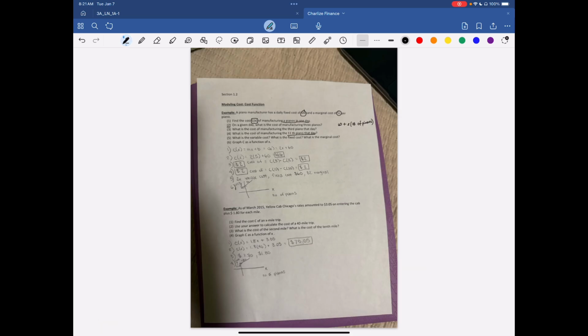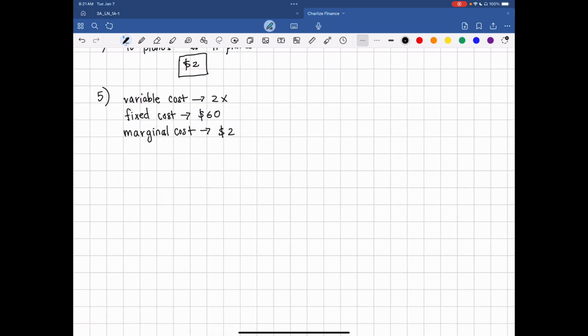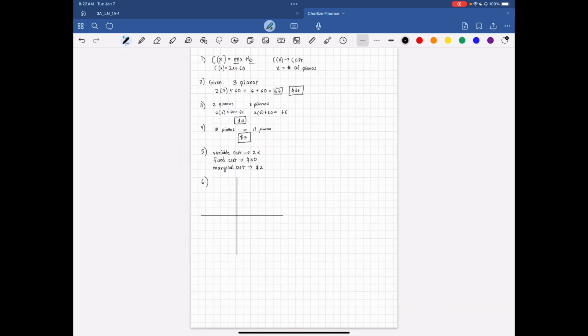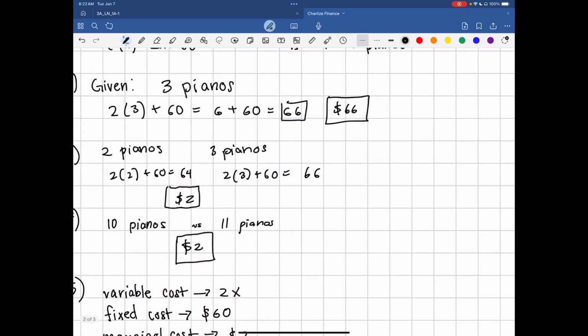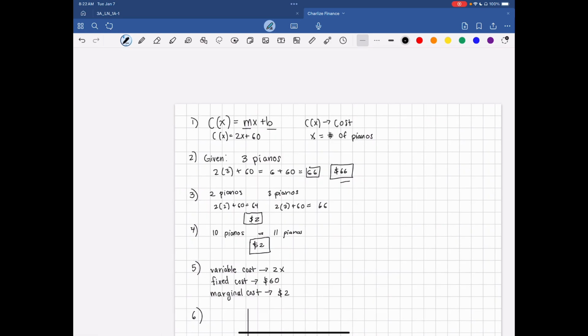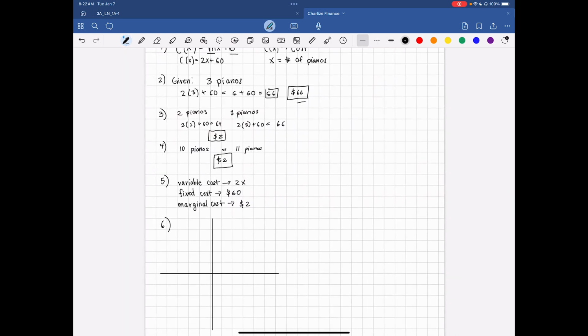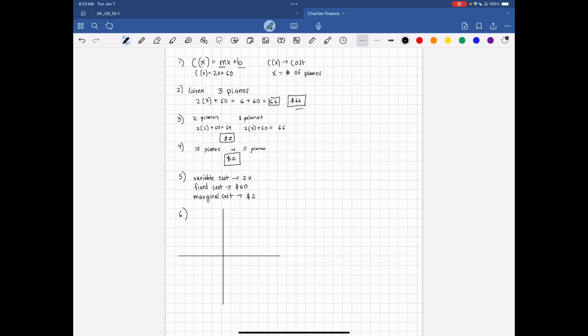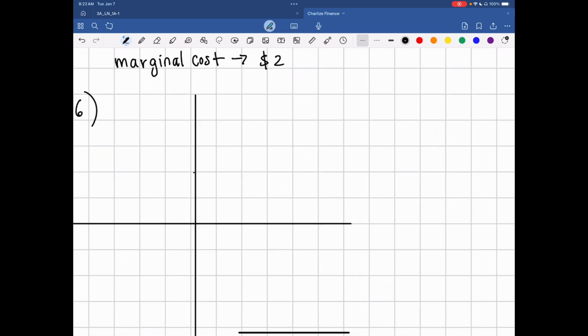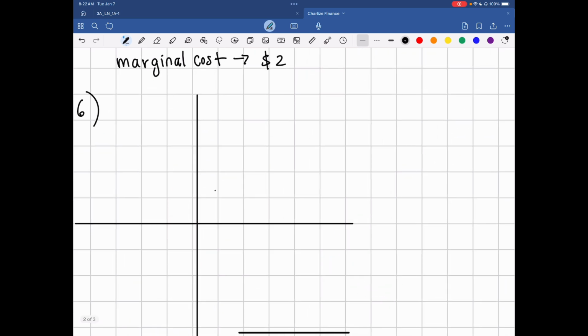So for number 6, graph C as a function of x. This should be pretty easy since you did most of the work. There's many ways you could approach this. Me personally, I just like to use the line, but you could also use the coordinates that you got from this one. So 2x plus 60, I would do 2x plus 60. So I would start from 60.